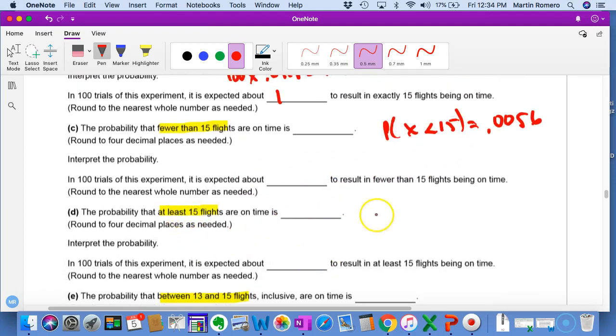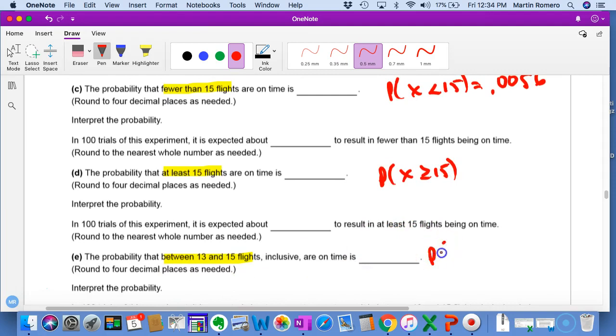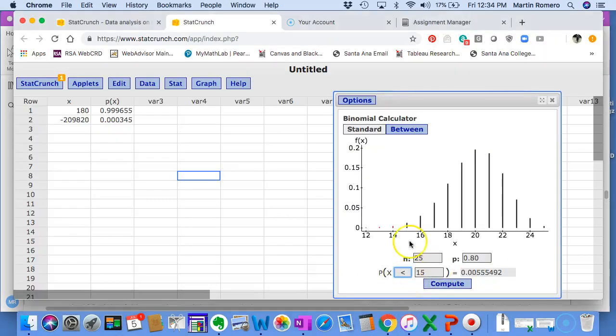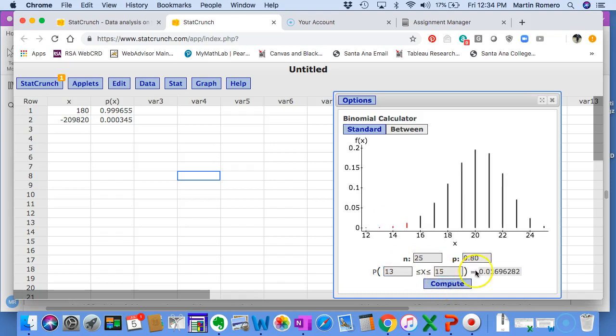At least would be the probability x is greater than or equal to 15. You would change that, and in this case, you would use the between option, probability 13 inclusive. And the way you would do that, again, you would use the between one to do that problem there. You would put a 13 and 15 in that case. Compute, and you have your answer there.